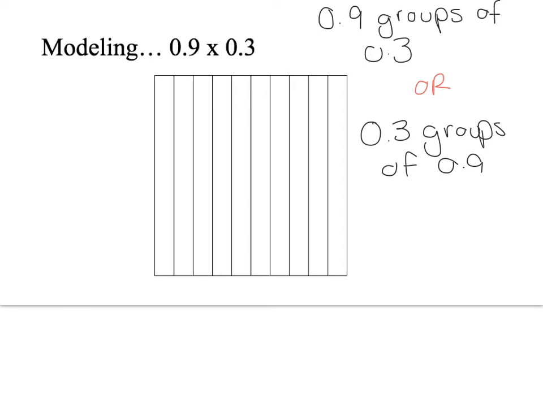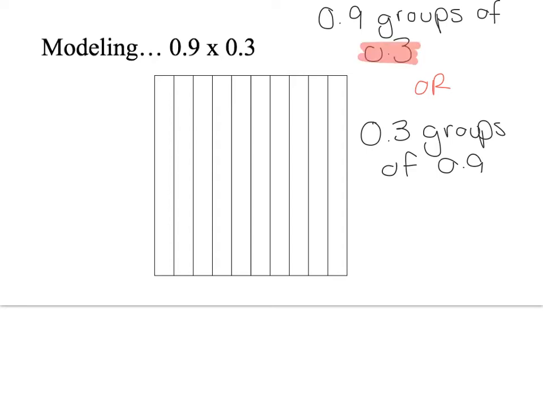Same for the other scenario. If we were to flip this and say that we have 3/10 of a group of 9/10, that means we're going to have just a fraction, a part of that 9/10. So we're not even going to have 9/10, we're going to have a smaller portion of that. So our answer should be smaller than 9/10.